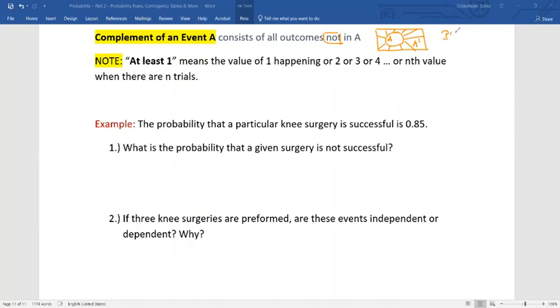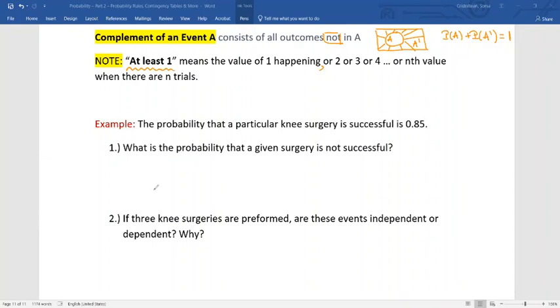Just for you to remember the rule that is very important and we'll be using in many problems is the fact that the probability of A plus the probability of its complement equals 1. Note, at least 1 means the value of 1 happening, or 2, or 3, or 4, or n, when there are n trials. This is a very important expression. We will see many problems related to this expression.